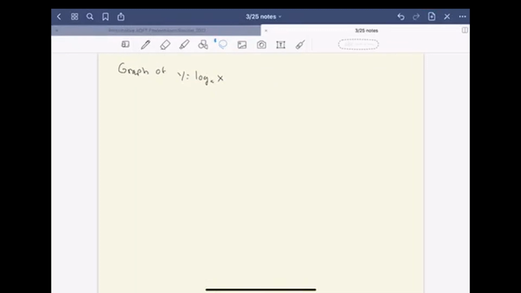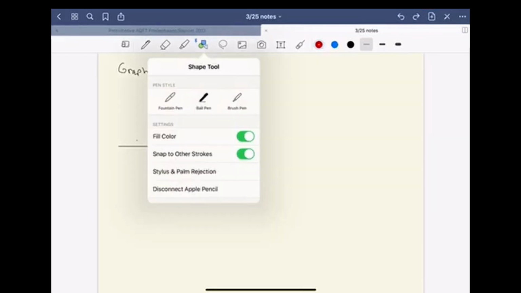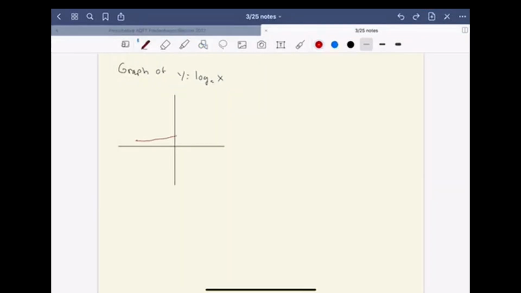Okay, so let's take first the graph of y equals e to the x. Let's draw that in red. So y equals a to the x. Okay, this is for a being bigger than 1. It goes through the point 0, 1, and 1, a.